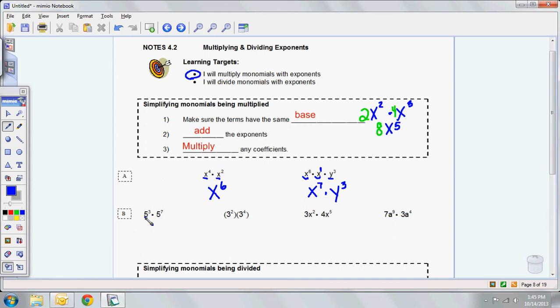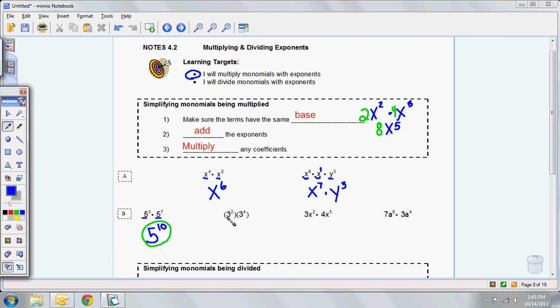Alright, down here is a little different. I don't have variables for my bases anymore. I have an actual number. So that's my base. I'm going to keep that the same. And then I'm going to add the exponent. So a common mistake is people think I'm supposed to multiply those 5's, but you don't. That's your base that you're going to keep the same. Now we could plug this into our calculator and simplify it, but this is all I'm asking for today. Just 5 to the 10th. That's all I need here.